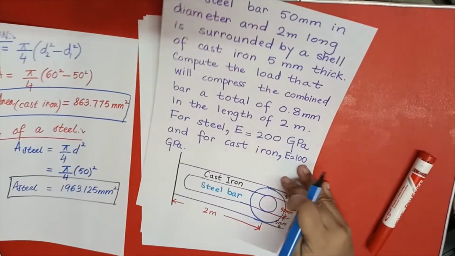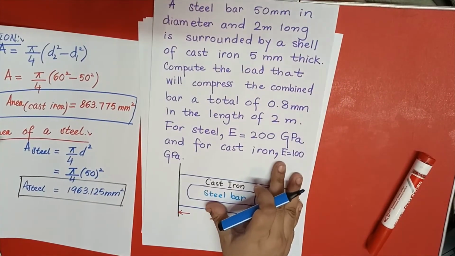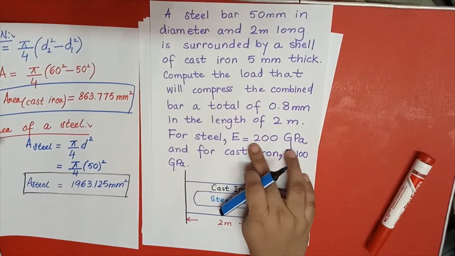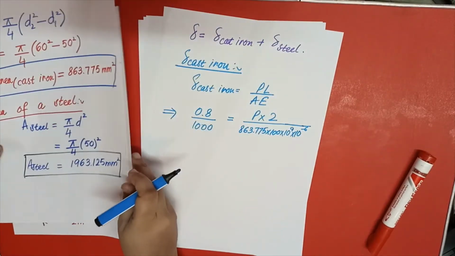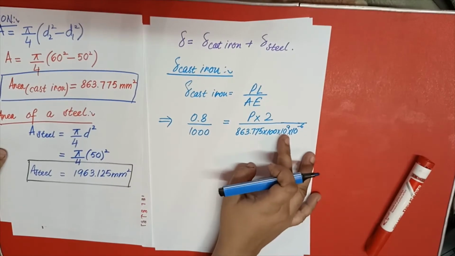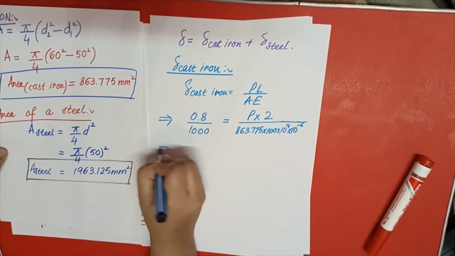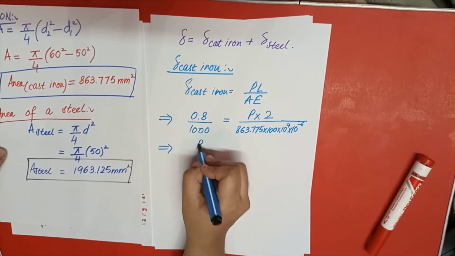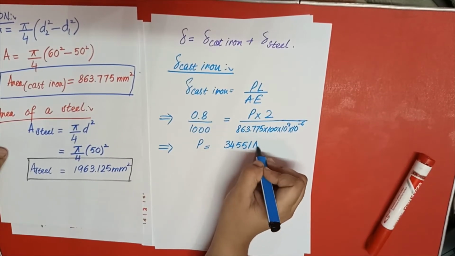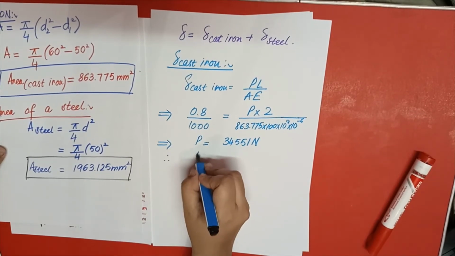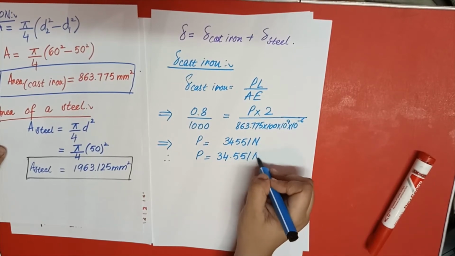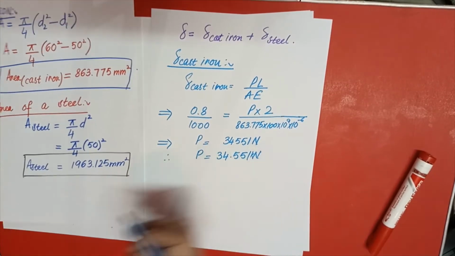So you can see here that the cast iron value of modulus of elasticity is 100 GPa, given in the question, and for the steel it is 200 GPa. And 10 raised to the power 9 means what? It is for giga. So P equals to 34551 Newton. So P equals to 34.551 kilonewton.